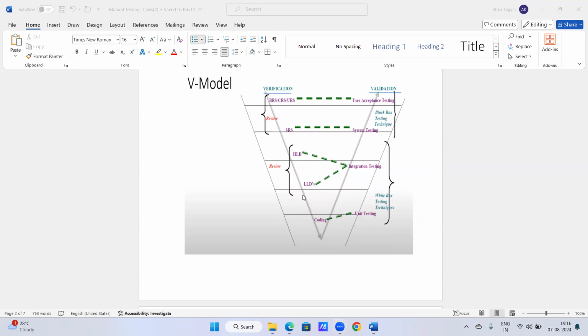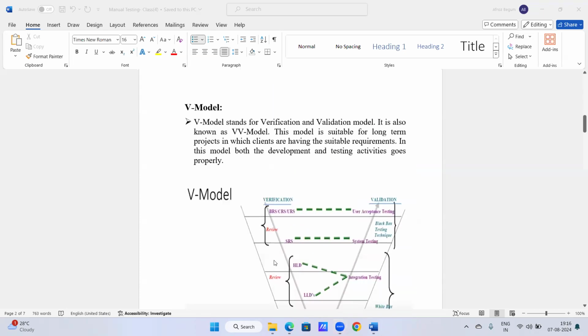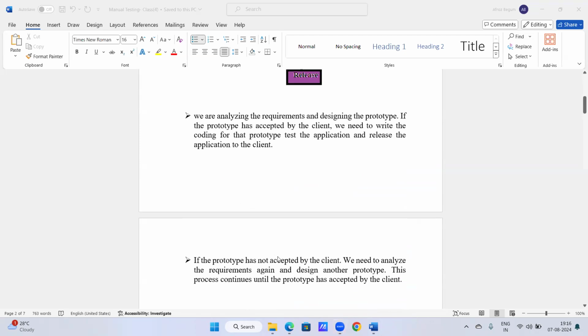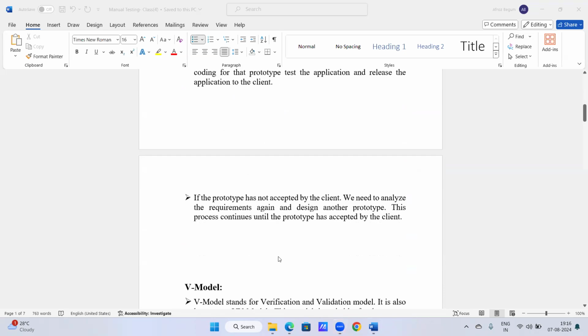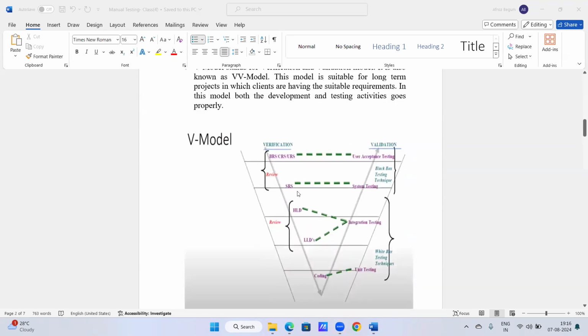So yesterday, what we have learned yesterday, prototype model and spiral model. Yesterday we have learned, and today we will discuss about V model. Okay. So without wasting time, I am going to teach you about the V model. We will discuss in detail about V model.